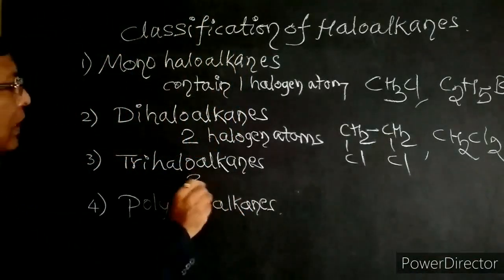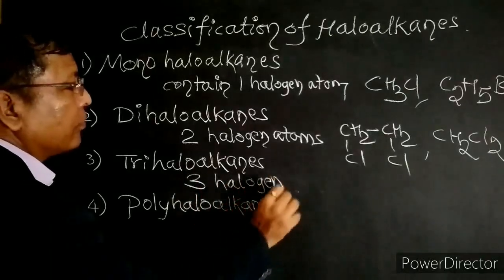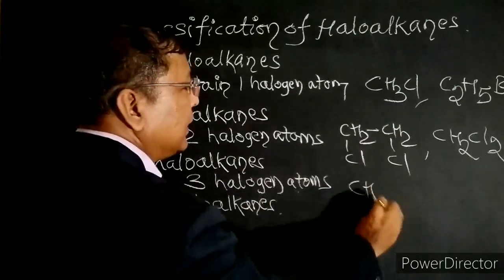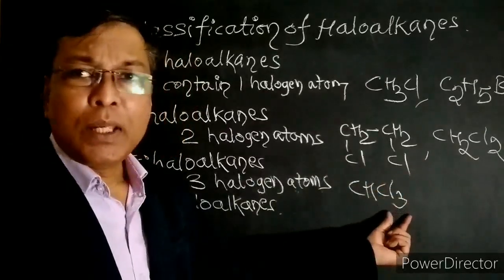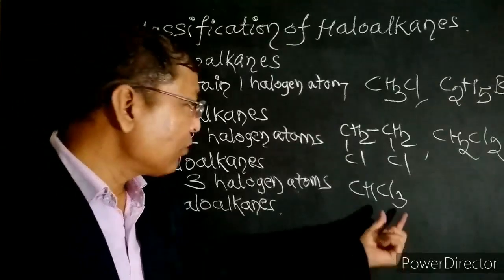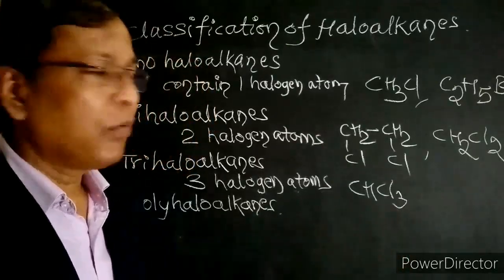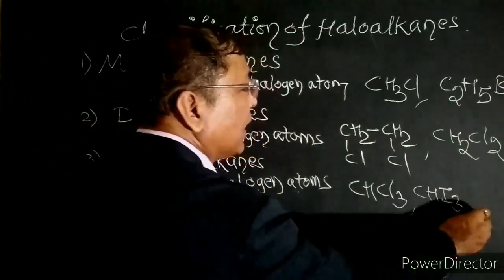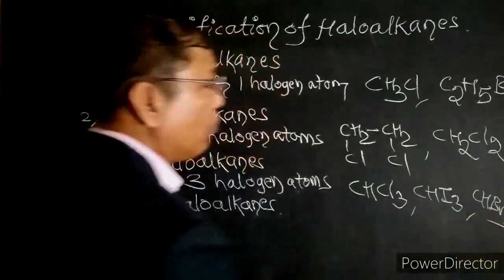Trihaloalkanes contain three halogen atoms. Example, CHCl3. The name of this compound is obtained by replacing three hydrogen atoms of methane. Therefore, this is trichloromethane. The common name is chloroform. CHI3 is known as iodoform. CHBr3 is called bromoform.